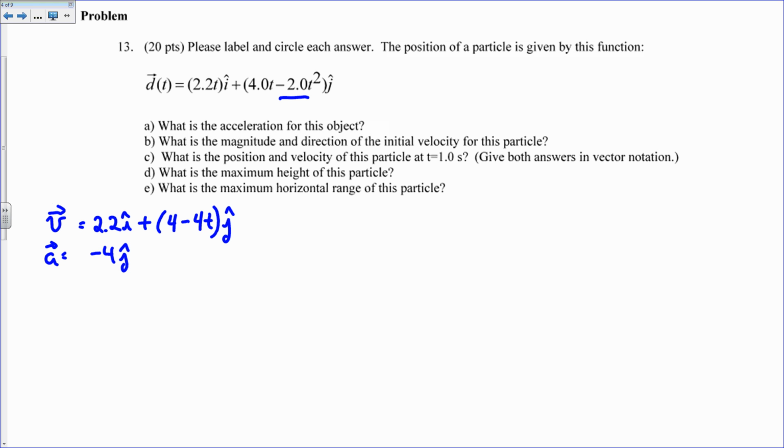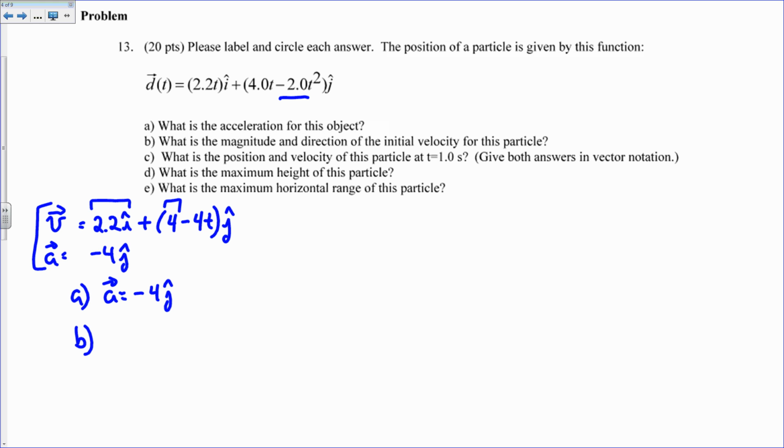So for part A, just do these right now. You don't have to do these. You might just be able to look at that function and see that that acceleration is that. But for part A, the acceleration equals negative 4j. All right, what is the magnitude and direction of the initial velocity for this function? Well, the initial velocity is given by these numbers right here.